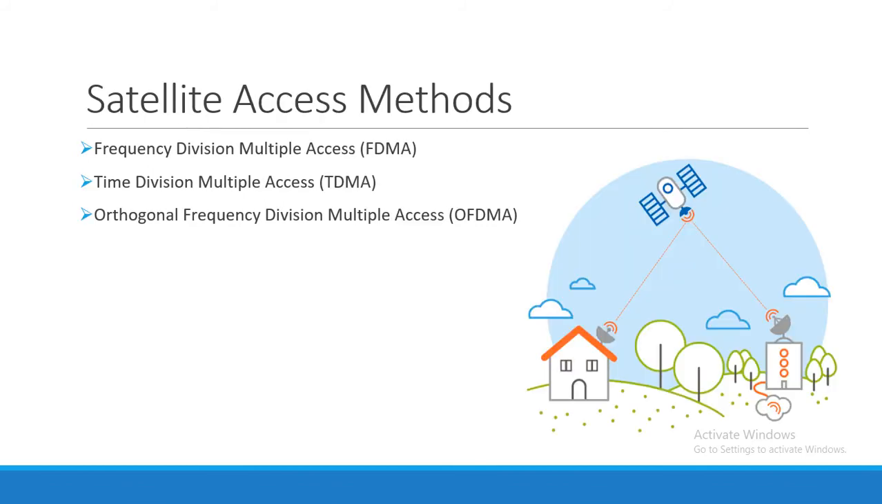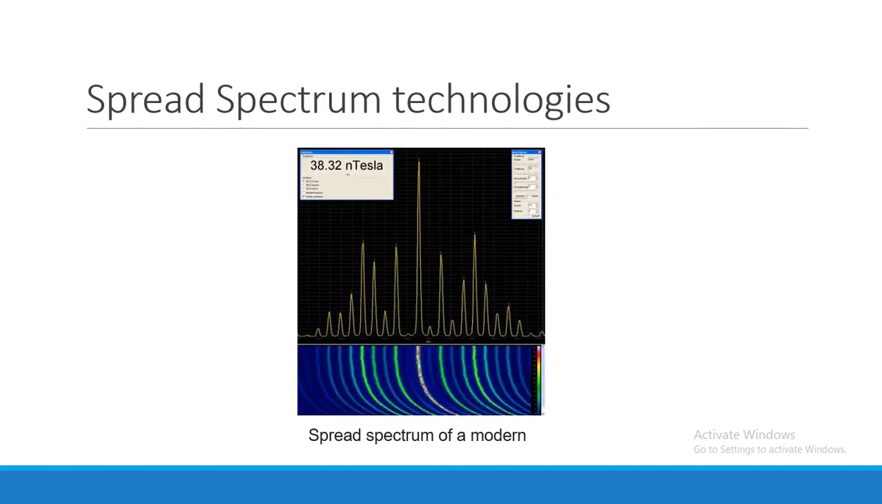Satellite access methods. Here, I'm going to discuss the main three satellite access methods. Those are FDMA, frequency division multiple access, time division multiple access, TDMA, and orthogonal frequency division multiple access, OFDMA. Those are the satellite access methods currently in use. Now let's move to spread spectrum technologies.